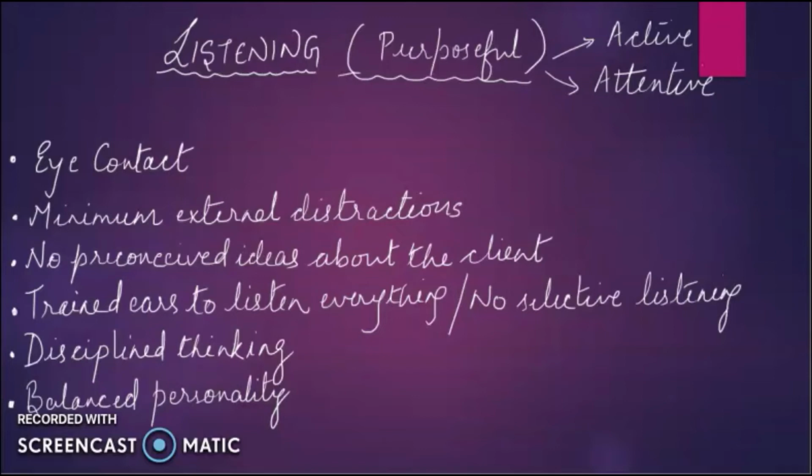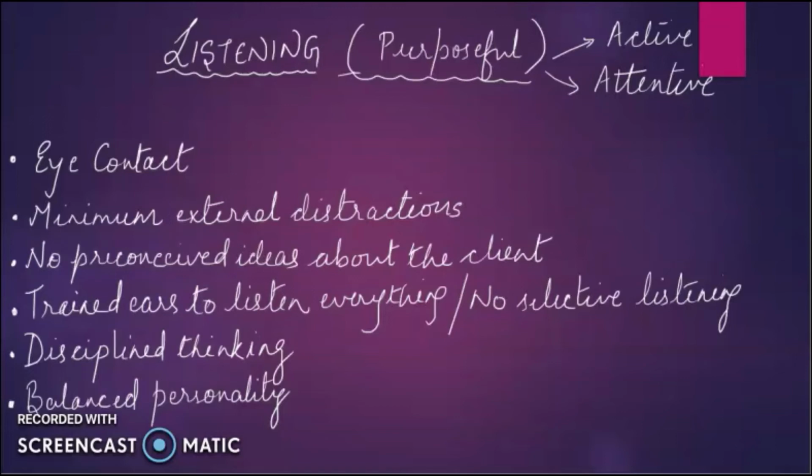Besides, there are certain important points which have to be kept in mind with this tool of listening. The first important characteristic is eye contact. Next, minimum external distractions should be there. Next, no preconceived ideas about the client. Then the ears have to be trained enough to listen to everything. That is, no selective listening should be there. Then comes disciplined thinking and balanced personality.